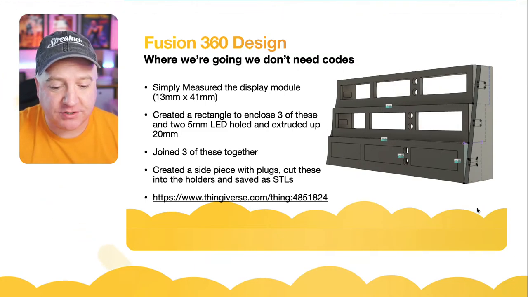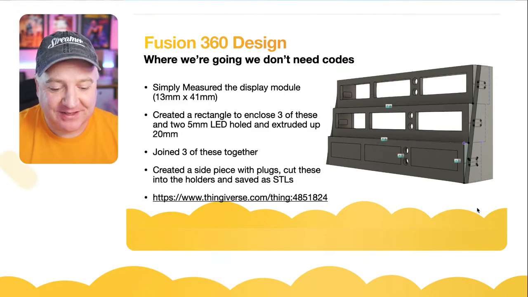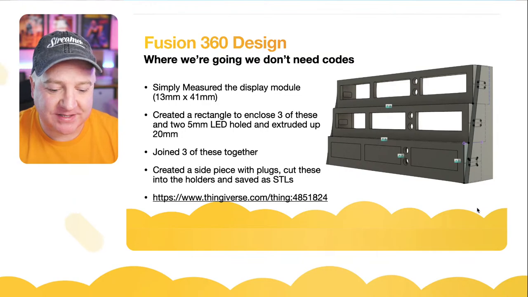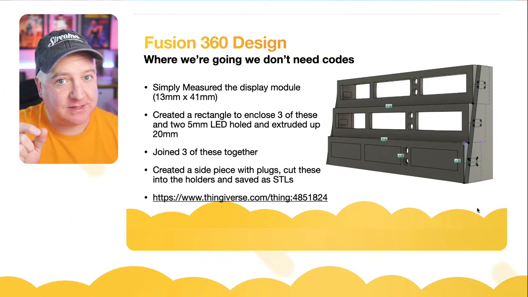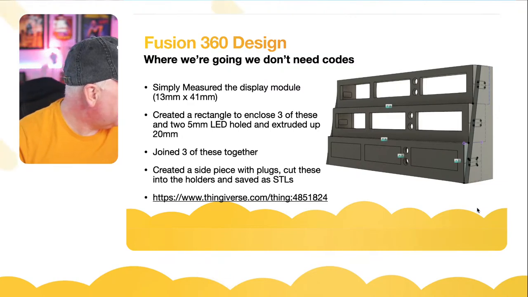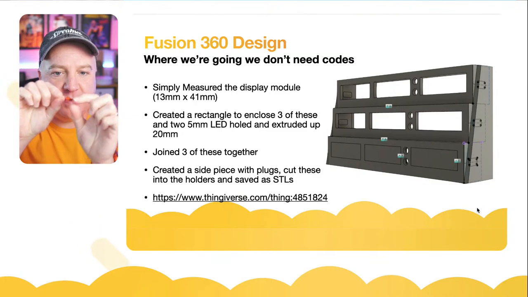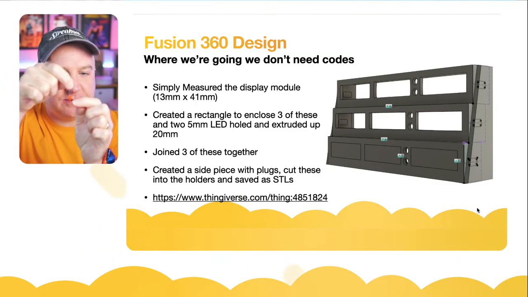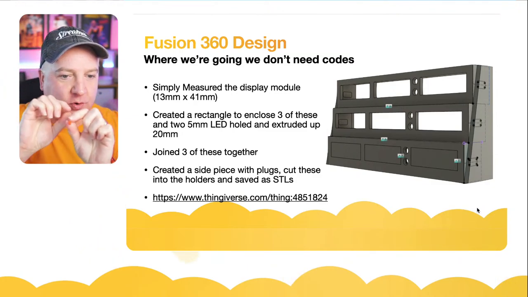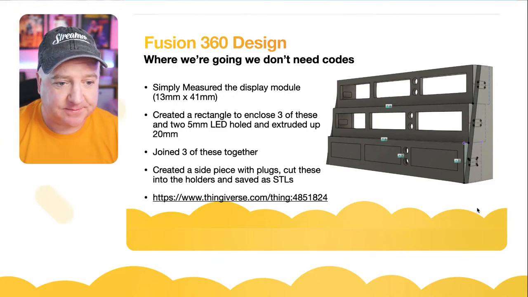I just copied it across, and then I put them into a frame. I drew a rectangle around them, spaced them out using some constraints, and then added some little holes as well, 5mm holes for some LEDs, which I've got just over here. Pinch one of those off there. So these little LEDs, the bit that pokes through, and they have a little lip to them, but the bit that sticks through the hole is 5mm.